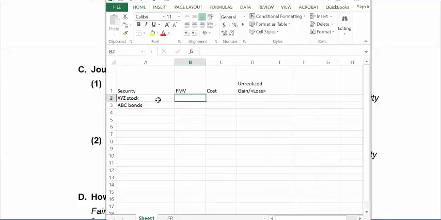fair market value $21,000, whatever the price is times the number of shares that you have currently. Cost might have been $20,000. So unrealized gain or loss is fair market value minus cost. Oh, that's a $1,000 gain. But say the bonds had a fair market value of $98,000, but you'd paid $104,000 for them.